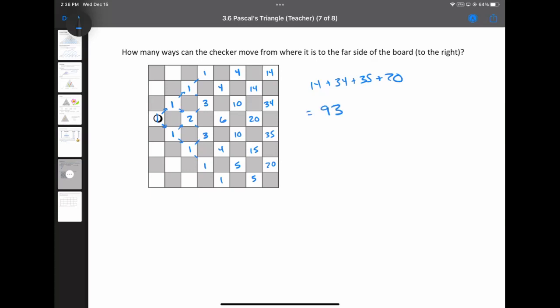60, 70, 80, 93. Yep, I think that's it. So that was a question that if we had approached it in any other way, if we tried to just do trial and error and count the number of ways to get from one side to the other, I think we probably would have been off and it would have taken us a lot longer.